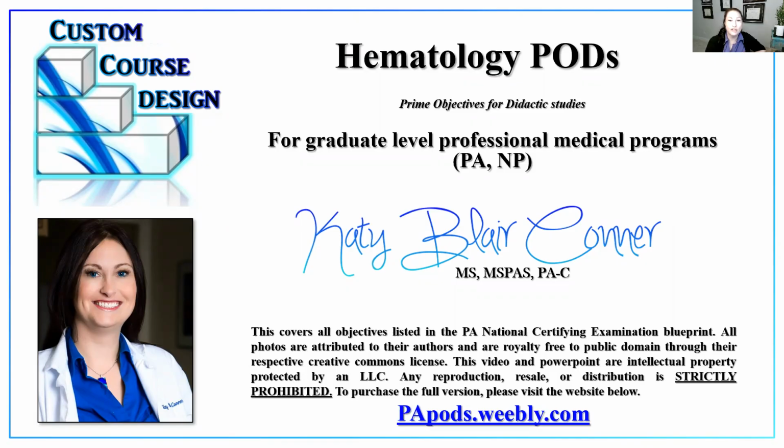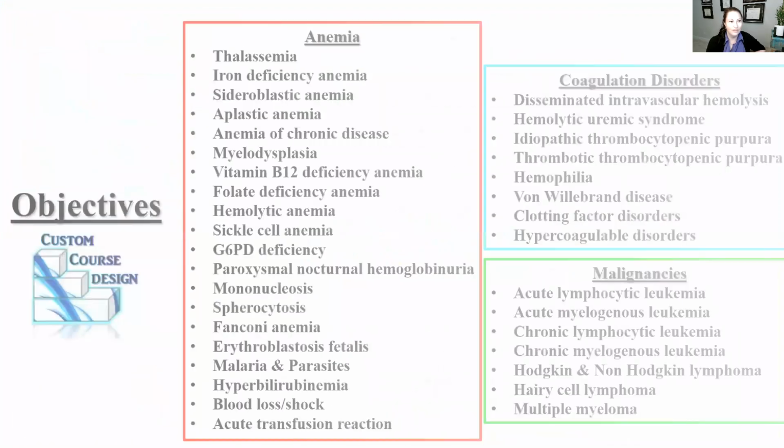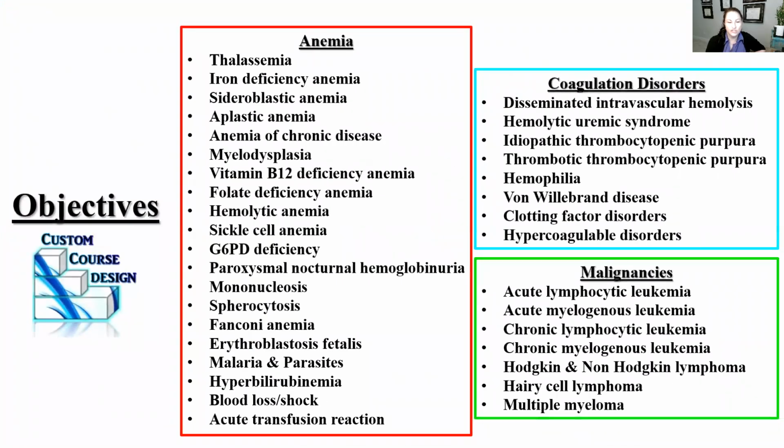Today, we're going to talk about our hematology objectives. This is part of our 13-part series to help didactic year be a little bit easier and help you ace your boards. So let's look at our objectives for this unit. We'll be talking about multiple different types of anemia, our coagulation disorders, and then we'll end off with our malignancies.